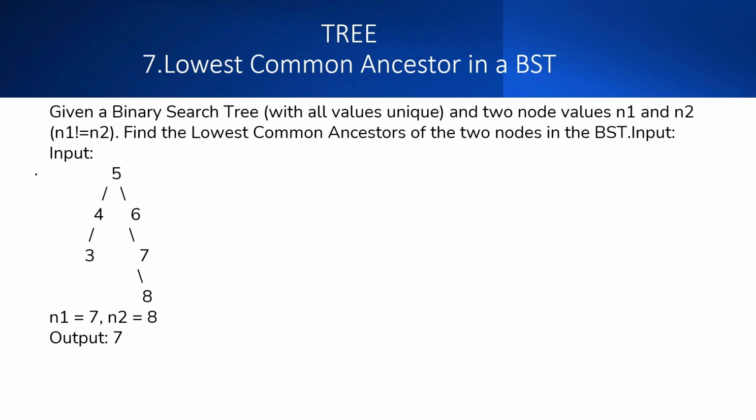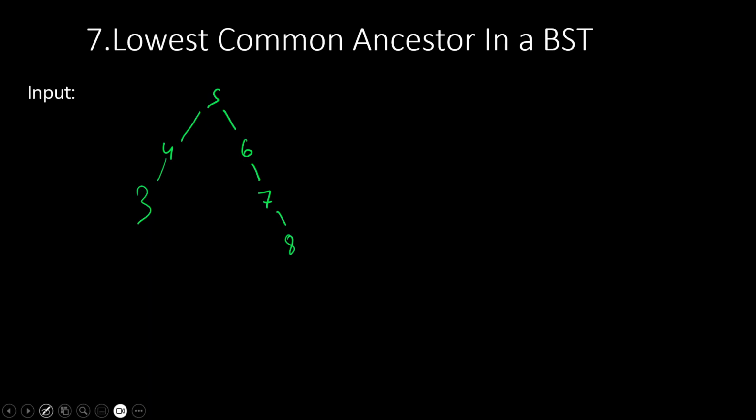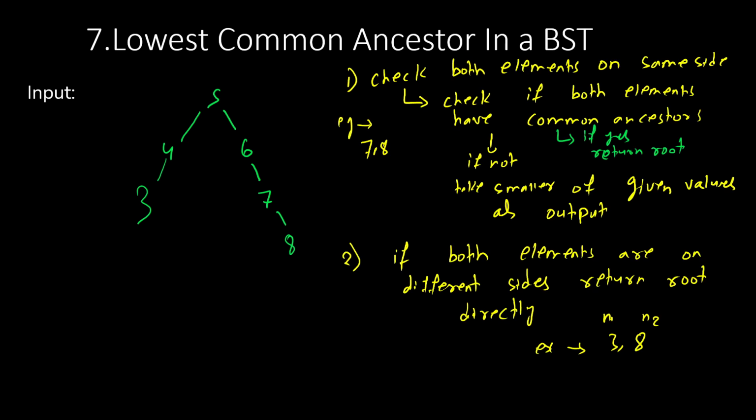Now coming to the question. Here we have been given a tree and this is a BST. The question is saying that we have to find the lowest common ancestor for the given elements. Now there are two conditions, and we'll discuss both conditions with an example so that it will be easier to understand. So the first condition comes here.